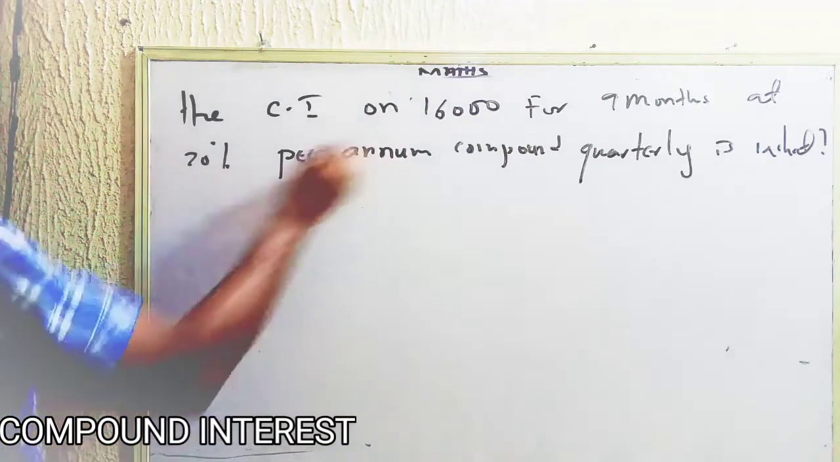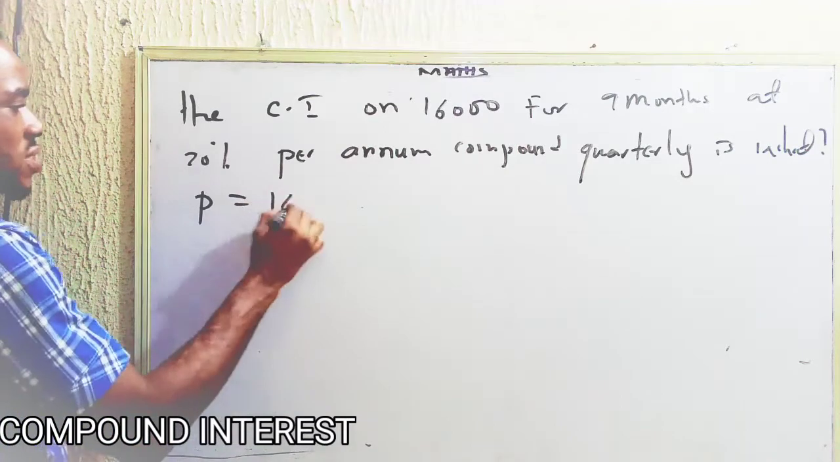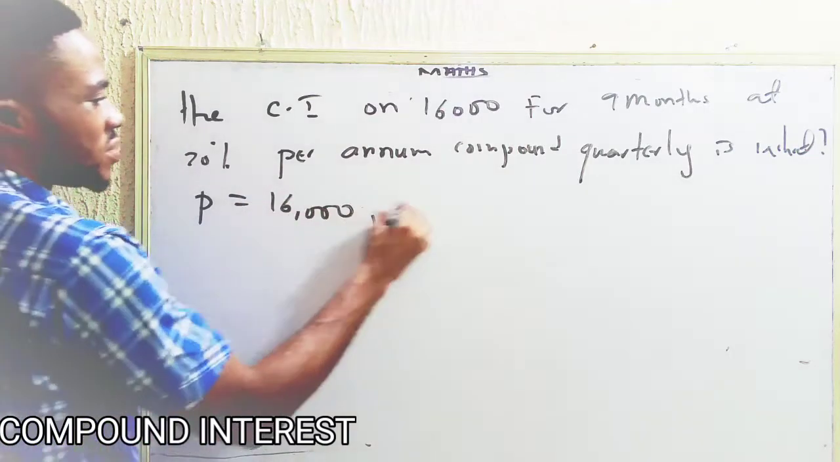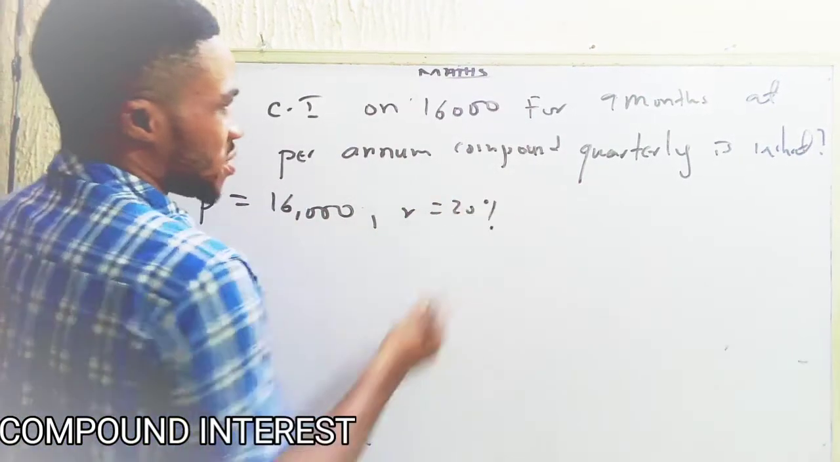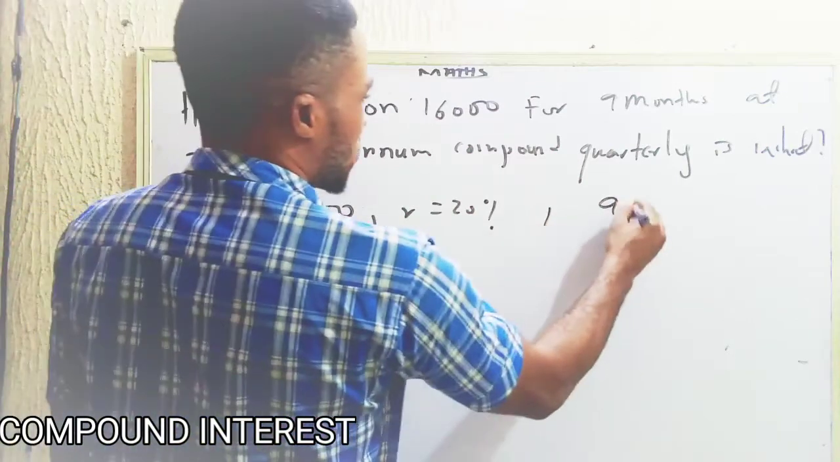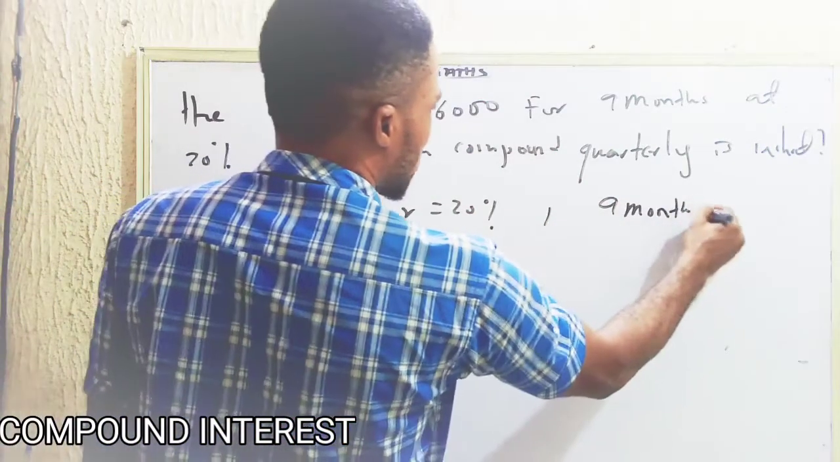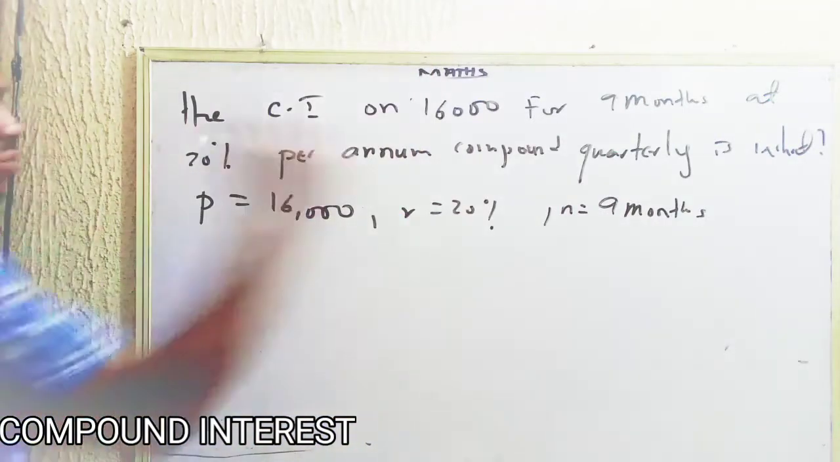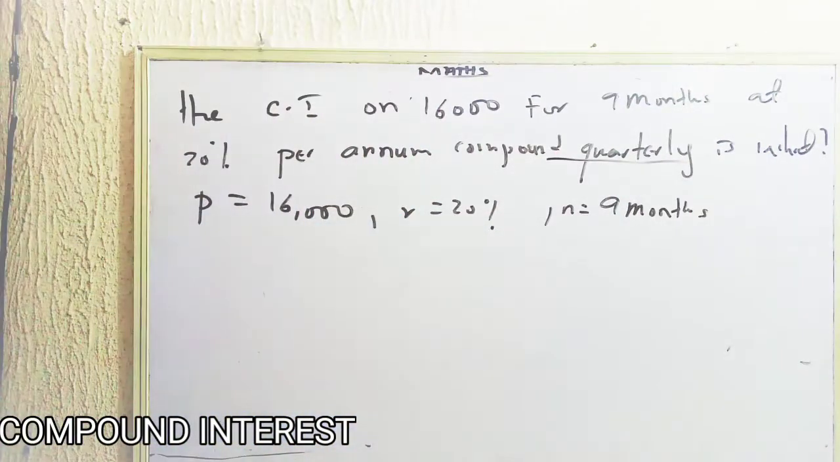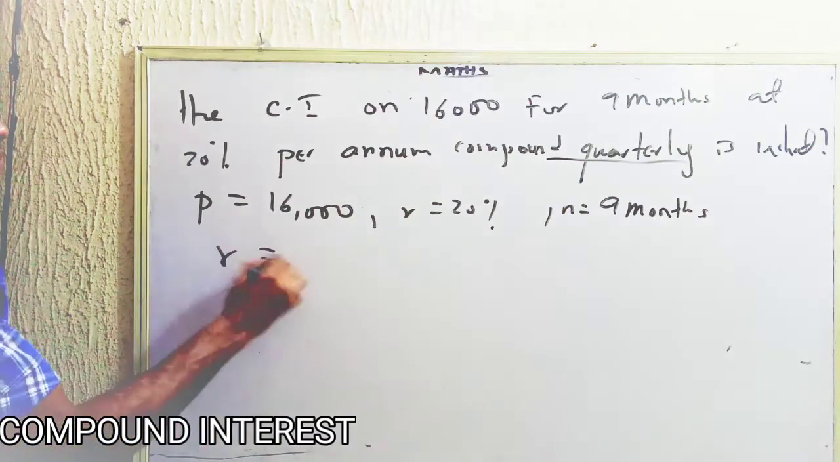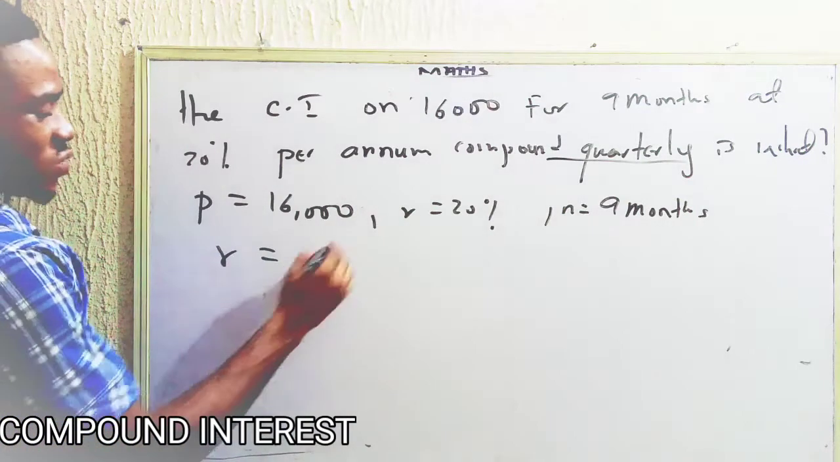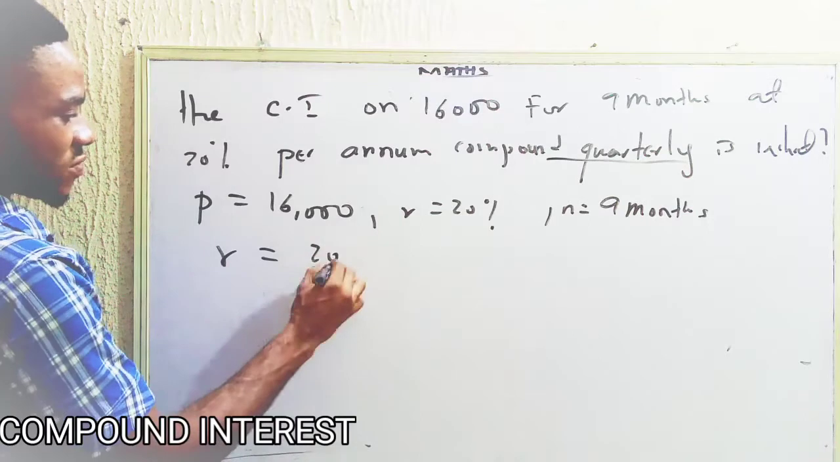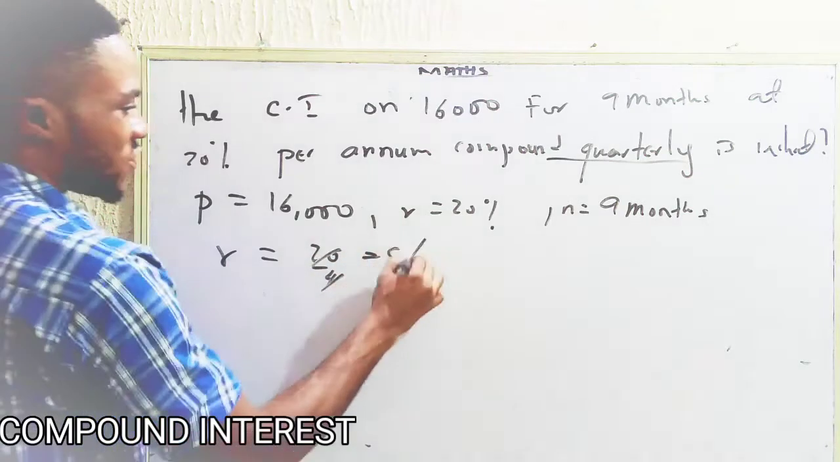So the principal that has been given to us there is what? 16,000. The rate is what? 20%. Then the time interval is what? 9 months. That's the N. But remember the keyword, quarterly. If it's compounded quarterly, it simply means the rate is what? The 20 will be divided by what? 4.